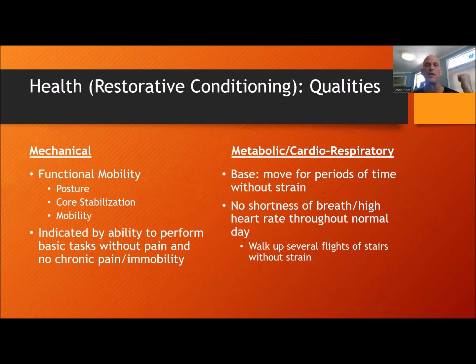When we look at the two basic categories of physiological qualities, we have mechanical qualities, and then we have metabolic and cardiorespiratory qualities. On the mechanical side, we basically just want functional mobility at this point. We want good posture. We want enough core stabilization. We want enough mobility to perform basic tasks of daily living without pain, to alleviate chronic pain, and not have any immobility when you get up out of bed. You don't want to feel restricted.